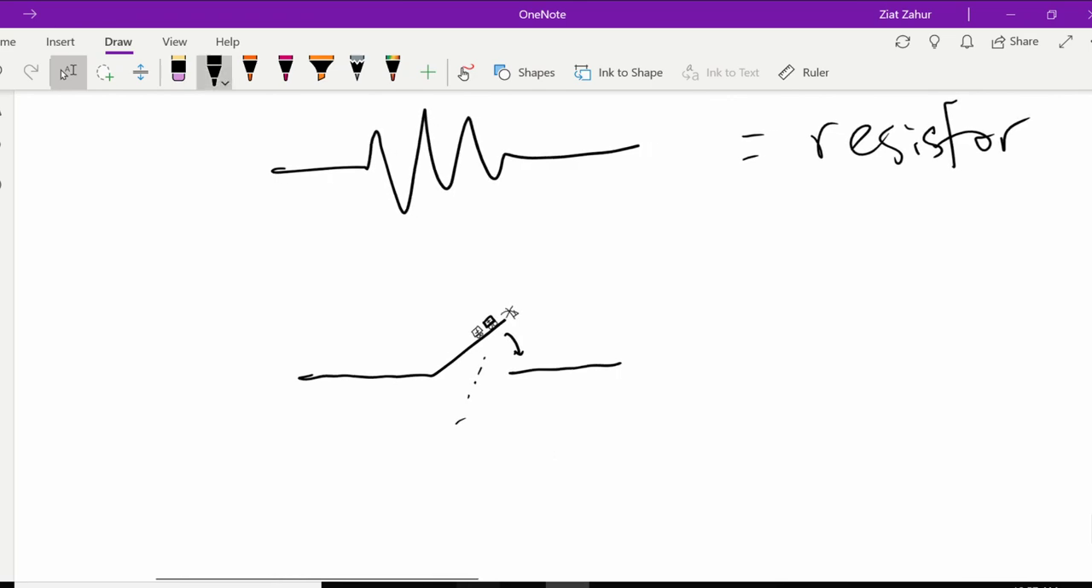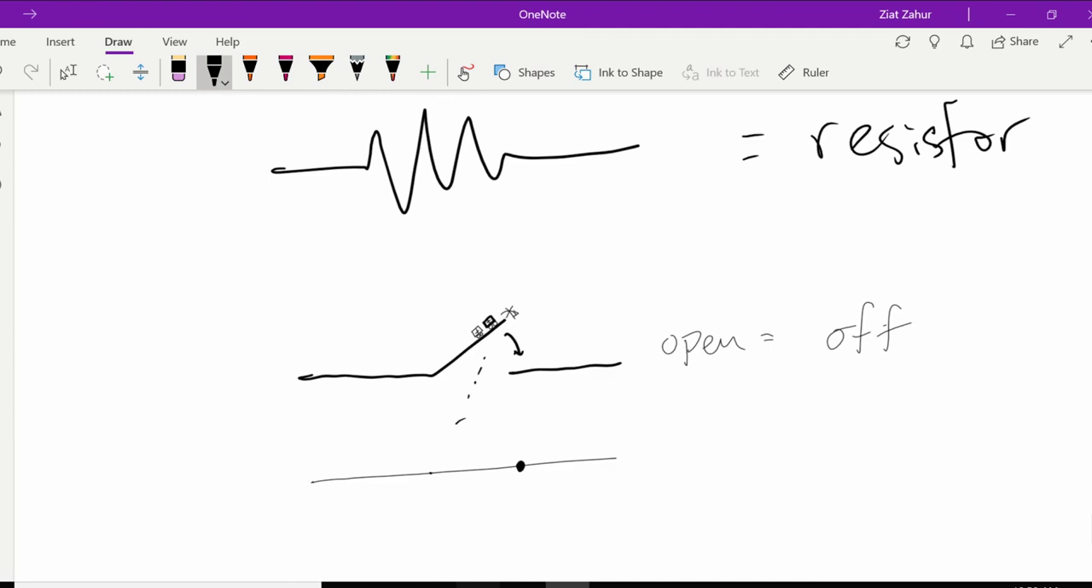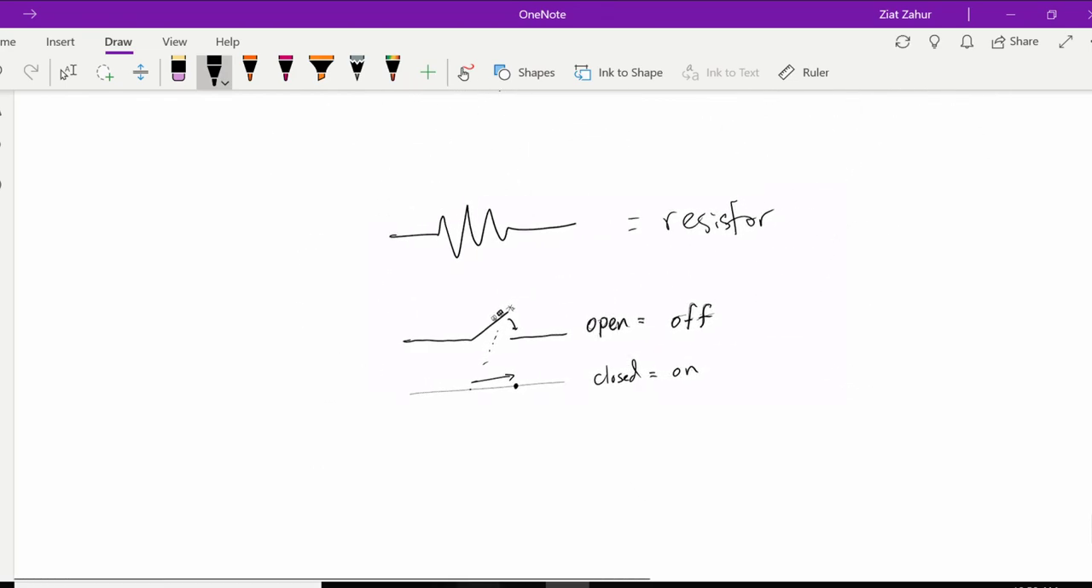So when you have a switch open, which means off. Now when you close the switch, closed means on. So an open switch is off, like a light switch where the light is off. When you push it down, you've closed it, you've now turned on the light. That's because the charges can now flow, as nothing is blocking the way. So this is the symbol for a switch, and it's drawn in the open orientation.